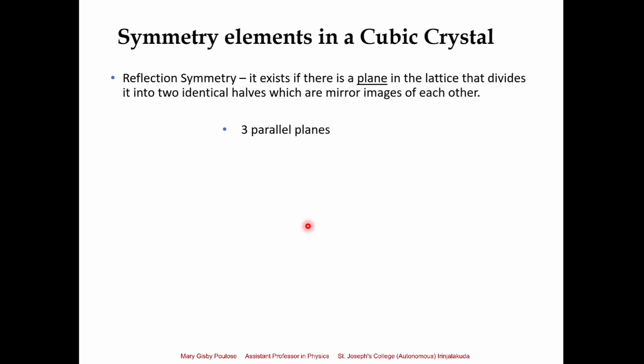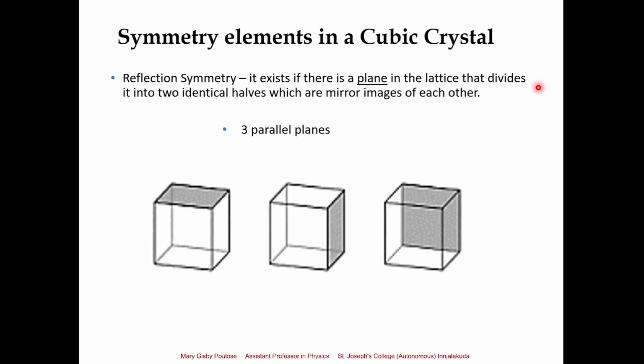Now in the next symmetry, the cube possesses reflection symmetry. Reflection symmetry exists if there is a plane in the lattice that divides it into two identical halves that are mirror images of each other. So, for a cube, we have three parallel planes. It is shown here. You have to draw it out. Now, in the picture shown, we can see that in the first cube, the top plane represents a parallel plane. So parallel to this plane, we have the bottom plane.